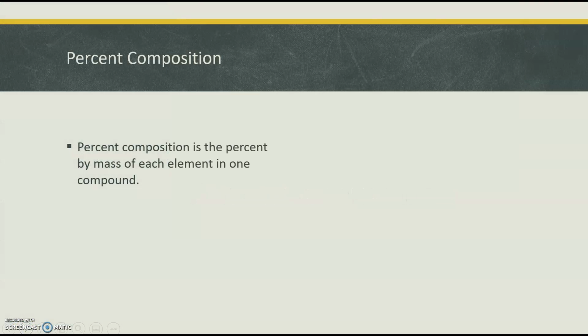Percent composition is fairly straightforward. It's the percent by mass of each element in one compound. So we can think about compounds kind of like a pie chart.